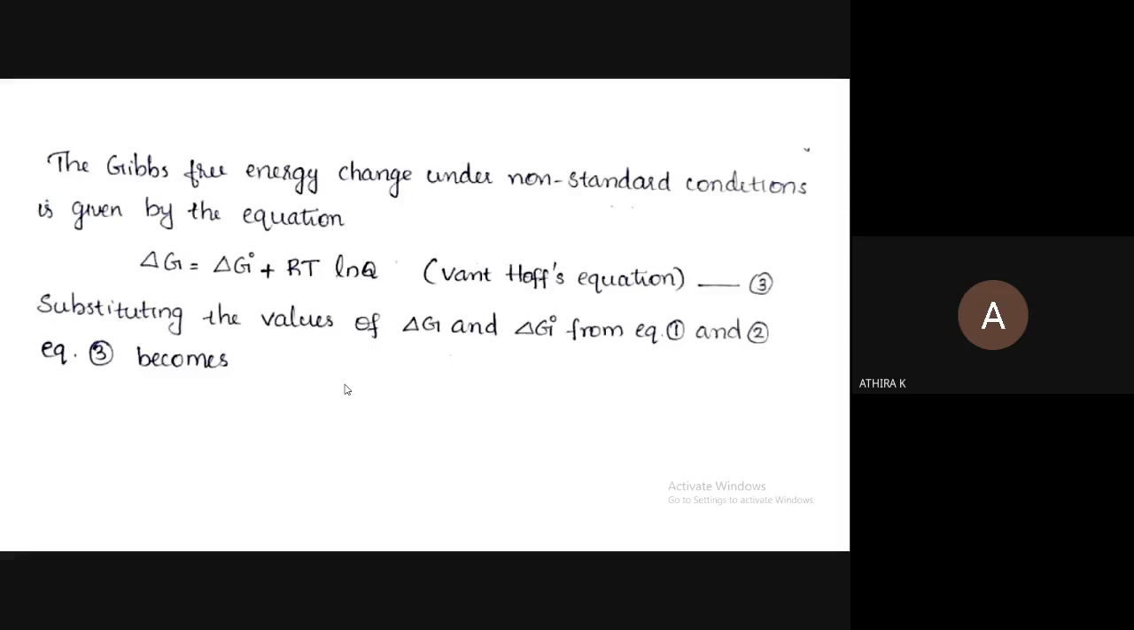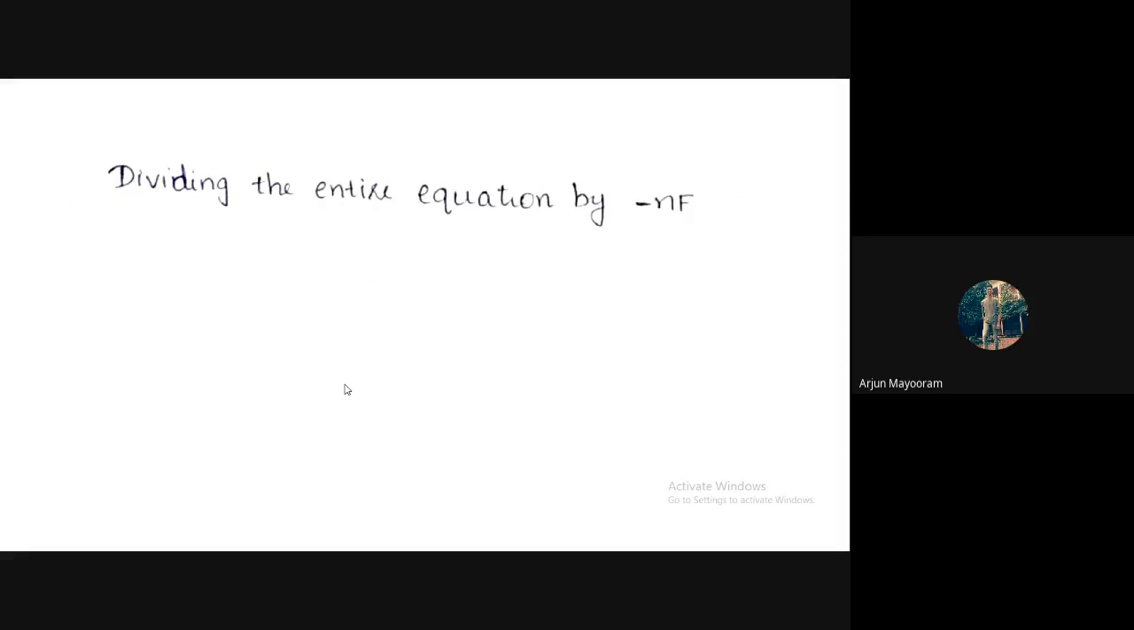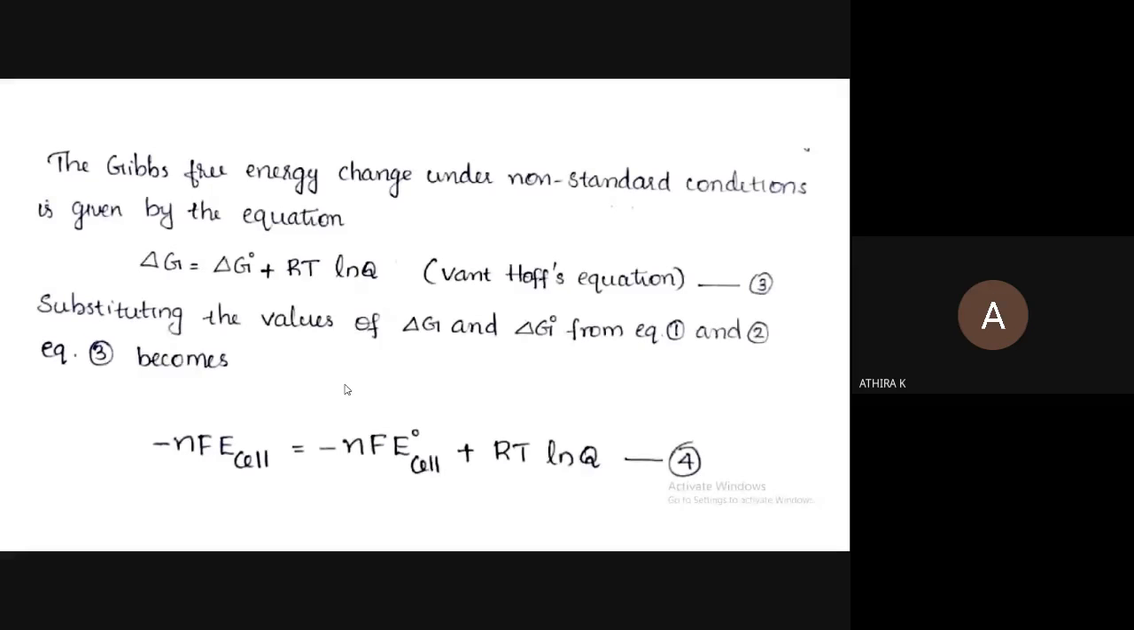കിട്ടിയോ? നാലാമത്തെ നമ്മുടെ ഇക്വേഷൻ കിട്ടിയോ? സബ്സ്റ്റിറ്റ്യൂട്ട് ചെയ്തിട്ട് that will be like this. Negative NF E cell equal to negative NF E0 cell plus RT ln Q. This is our fourth equation. നിങ്ങൾക്ക് കിട്ടിയത് കറക്റ്റ് തന്നെയാണോ എന്ന് ചെക്ക് ചെയ്യാം. മിസ് ഇതില് ക്യൂ റിയാക്ഷൻ കോഎഫിഷ്യന്റാ? കോഎഫിഷ്യന്റ് അല്ല, കോഷ്യന്റ്. Quotient means concentration of product divided by concentration of reactant.